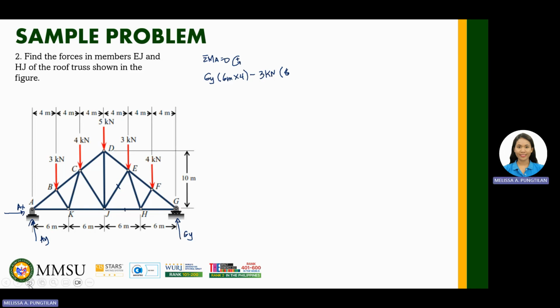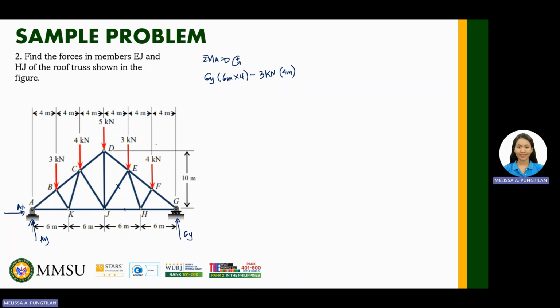If I'm not mistaken, this is our example from the joint. I'm just not sure if the external forces applied are correct, but the truss itself looks similar. Okay, so 3 kilonewton multiplied by 4 meters. It seems the external forces are not the same. 3, 4, 5, 3, 4. So it seems our example differs from the joint example.